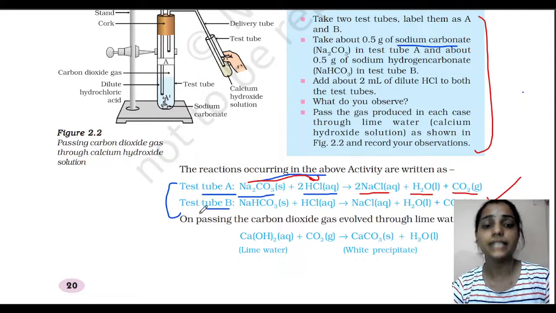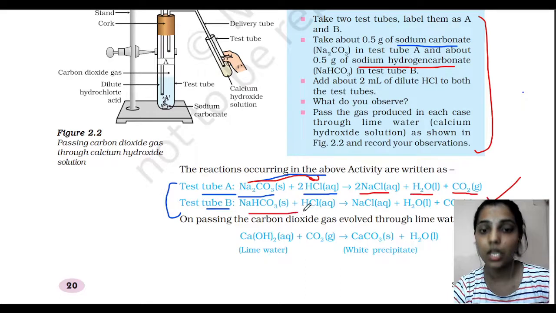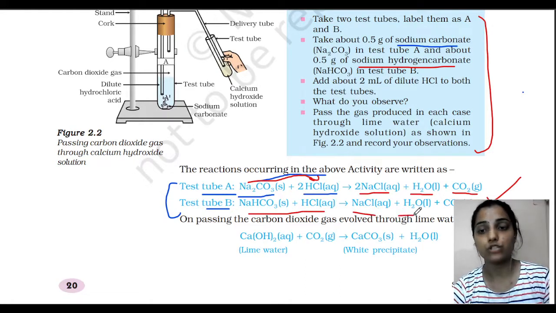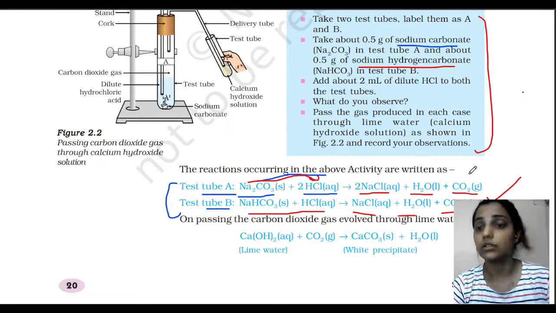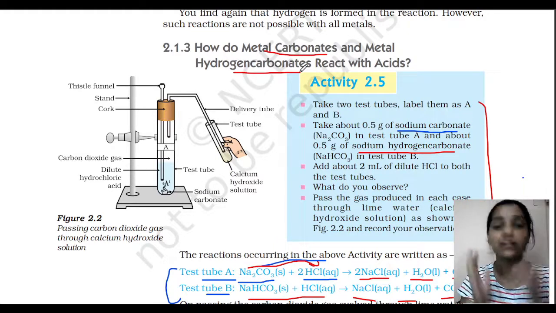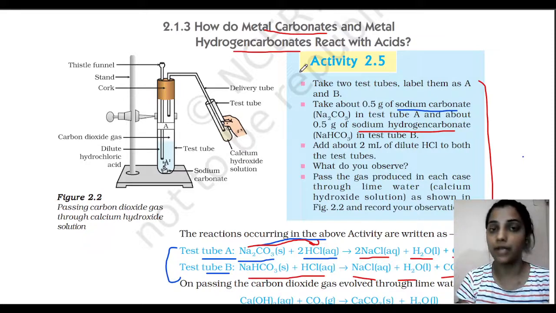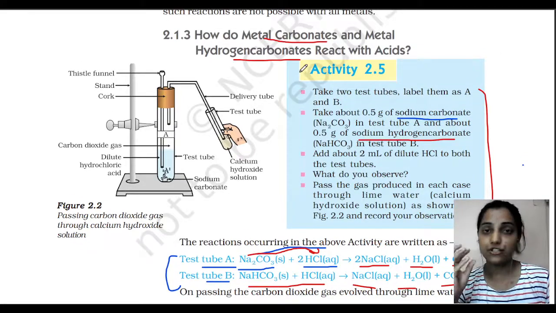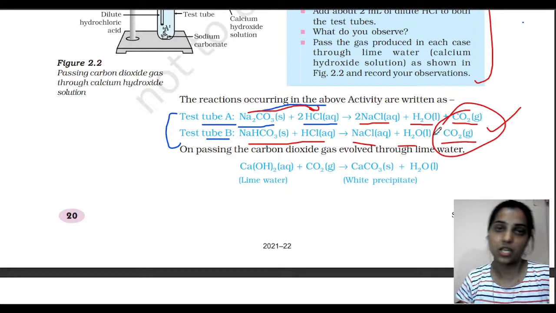Now look at the test tube with NaHCO3, which we call sodium hydrogen carbonate. If we react sodium hydrogen carbonate with HCl, we will get NaCl, H2O and CO2. Now we have to always remember one thing: whenever there is a metal carbonate or hydrogen carbonate reacting with any acid, you are definitely going to have carbon dioxide in the products. As you know that you get hydrogen gas when you react acid with a metal, in a similar way, whenever you react carbonates with an acid, you will definitely have carbon dioxide on the product side.